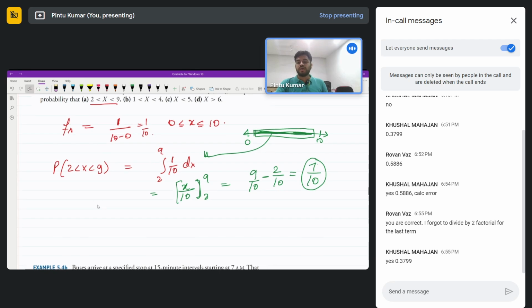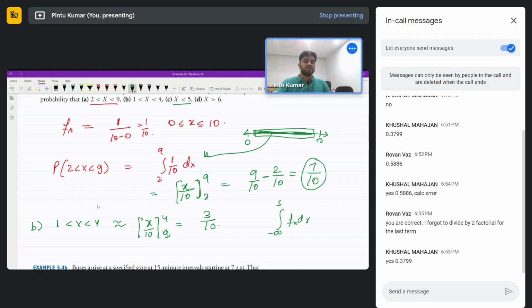Now, part B says between 1 to 4, this is also the same. This is x by 10, and you can just replace the values from 1 to 4. This would be 3 by 10. Part C says that x is less than 5. So you would be integrating from minus infinity to 5, not 1 by 10 dx, but f of x dx, right?